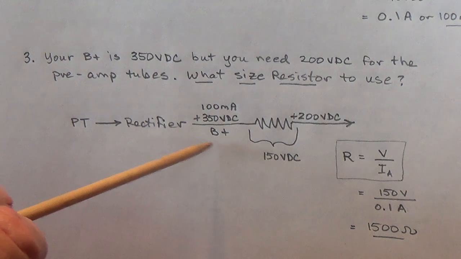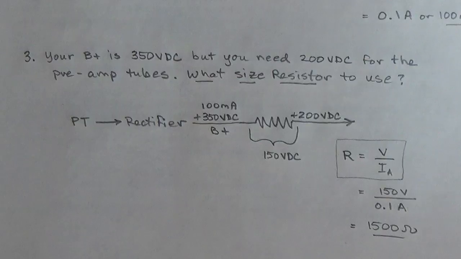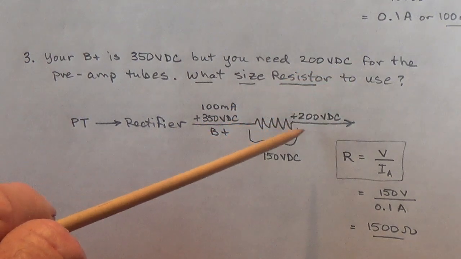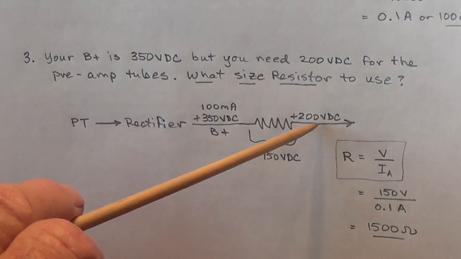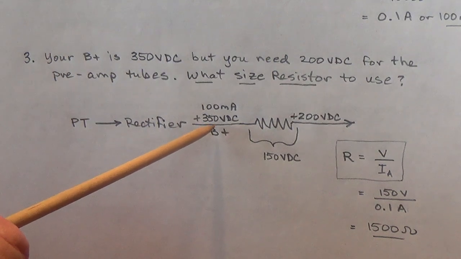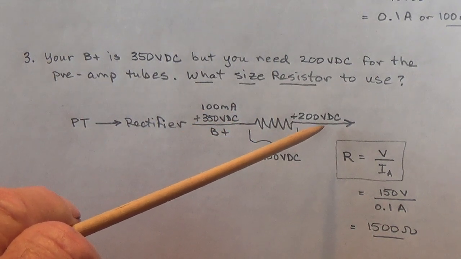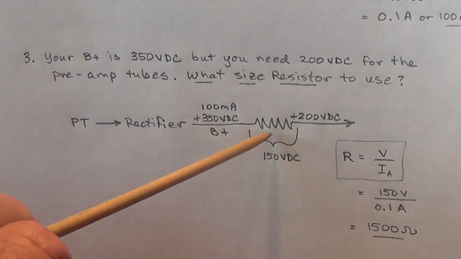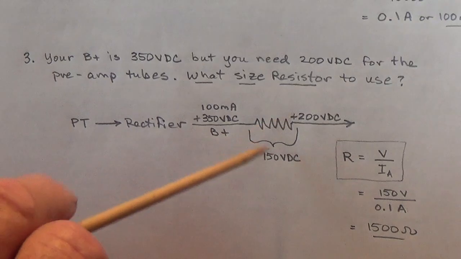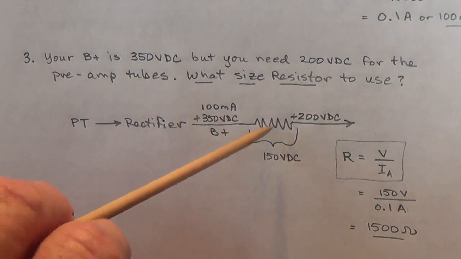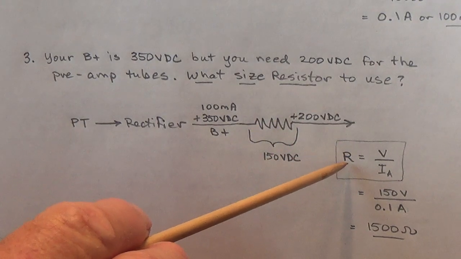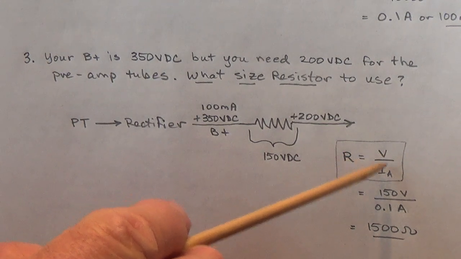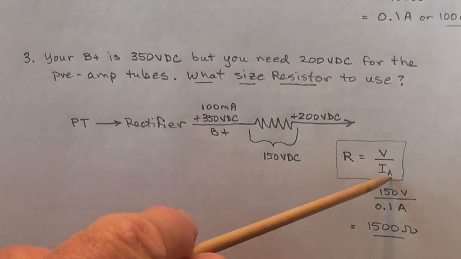But in this case, I need 200 volts DC for my preamp tube plates. Now I've got 350, that'll fry them. I've got to reduce it to 200. How can I do it? What size resistor do I need to place here? Well, I think you can guess. We're going to go back to our preceding page and pick the formula that tells us resistance if we know the voltage and we know the current in amps.